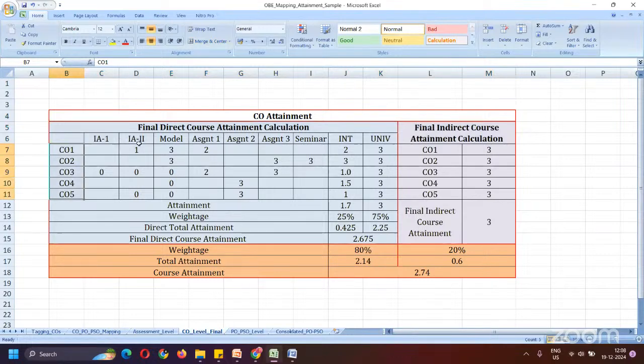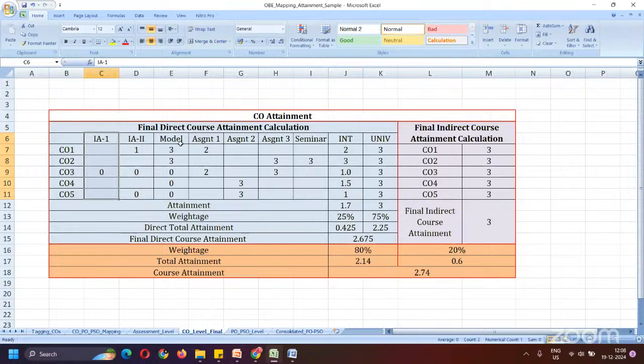Each CO is assessed in different components. CO1 is assessed through CAT 2, model and assignment 1. CO2 is assessed using the model exam, assignment 3 and the seminar. CO3 is assessed in different components: internal 1, internal 2, model, and assignment 3. Likewise, for individual COs attained at the assessment level, we will enter it here.